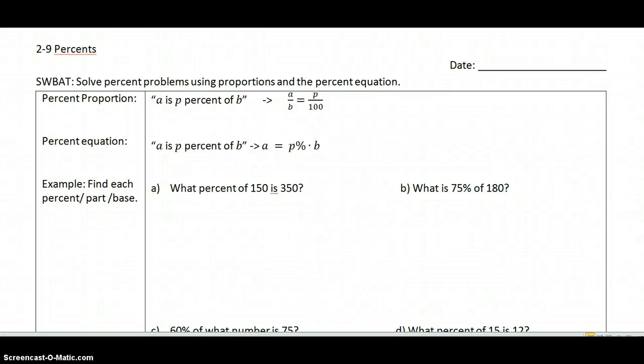Hello, beautiful people. Today we're going to be talking about 2-9, percents. Our SWABAT is to solve percent problems using two different methods, proportions and the percent equation.